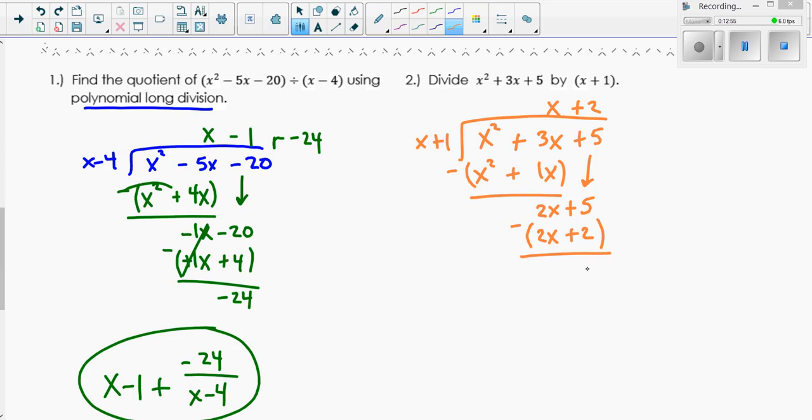5 minus 2 is 3. So I get a remainder of 3. So my answer, when I divide these, is x plus 2 plus 3 over my divisor of x plus 1.